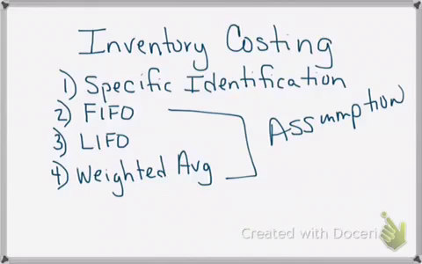And then the last one is that weighted average. With the weighted average, it takes everything that we purchased, adds it all up, divides it out by the total, and comes up with that average cost. And we'll look at a little bit more detail later with that.